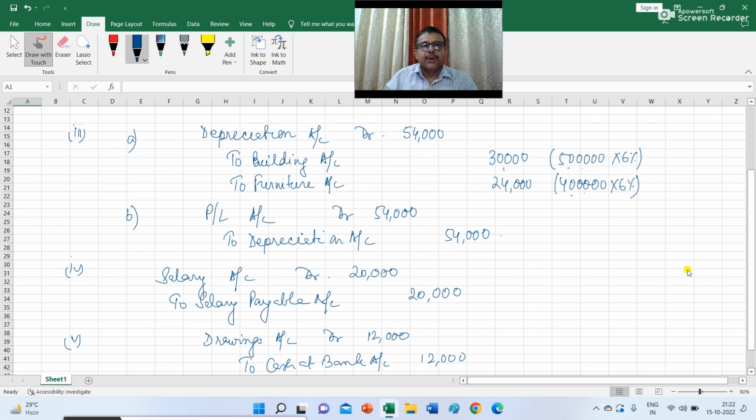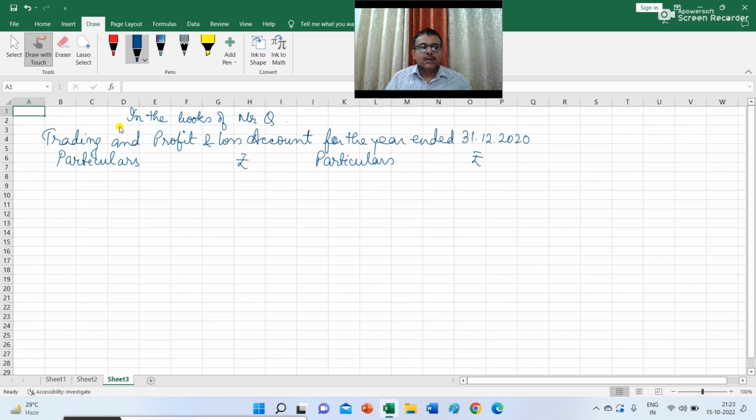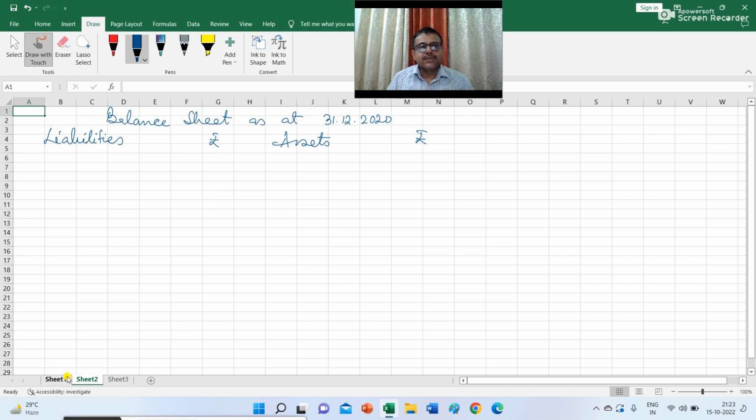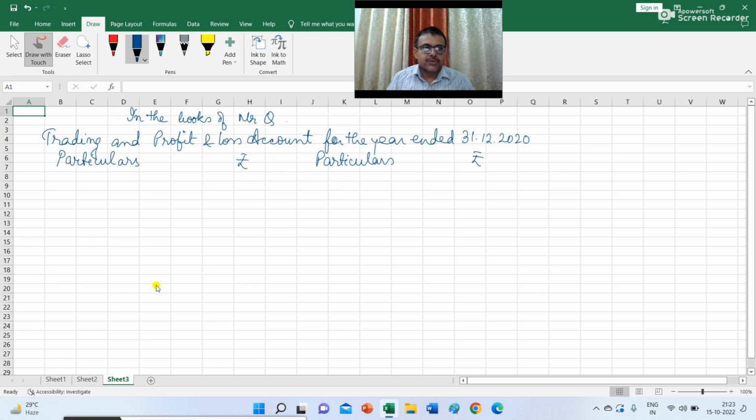Now we are going to prepare the profit and loss account as well as the balance sheet. So here I have prepared the structure of the trading and profit and loss account for the year ended 31st December 2020 and the balance sheet as at 31st December 2020. Now what is the first figure given in the trial balance? That is the opening stock. So opening stock will be recorded in the trading account. So I have to record 50,000, the opening stock in trading account.